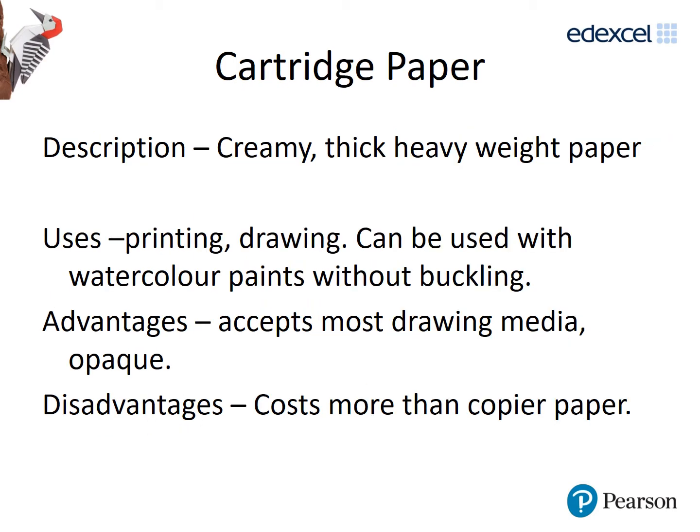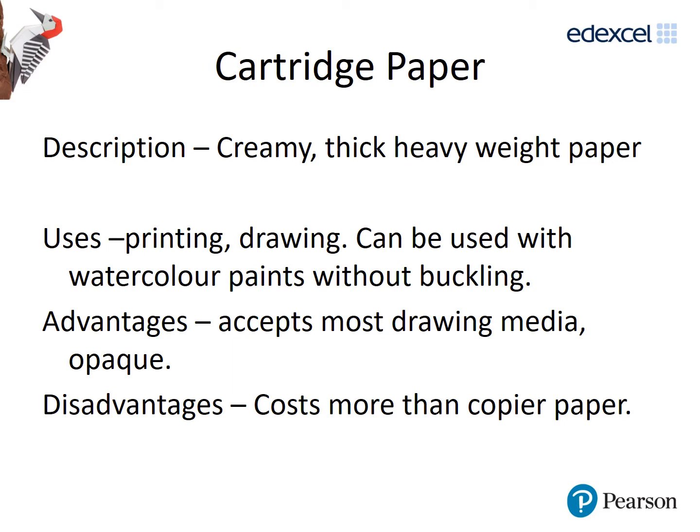Now, cartridge paper, if you remember back to when you did art, for example, the sketchbooks that you had would have had cartridge paper inside them. It's creamy, so it's unbleached, and it's quite thick and heavyweight. That allows it to take a lot of media. So it accepts watercolour paint, for example, very well because it doesn't buckle or warp underneath it.